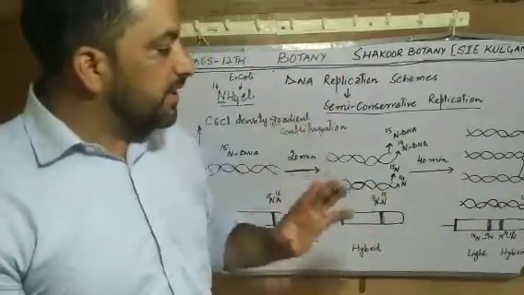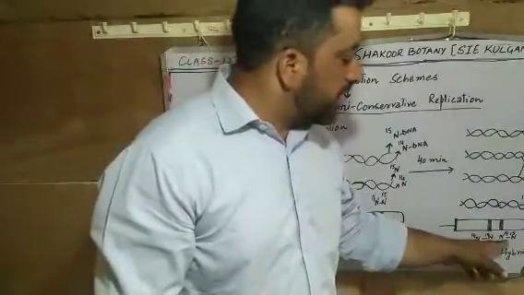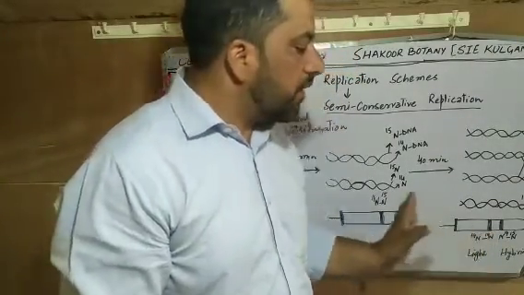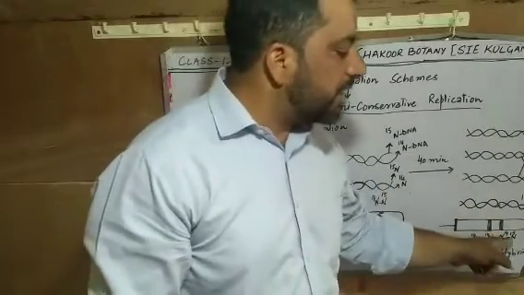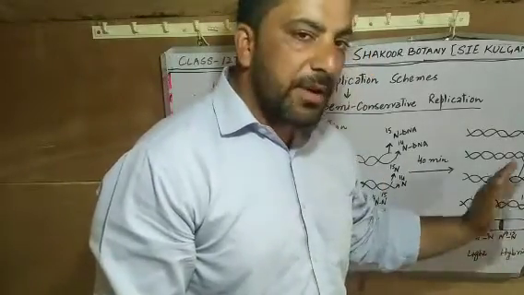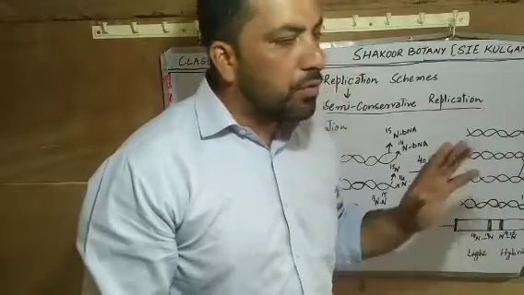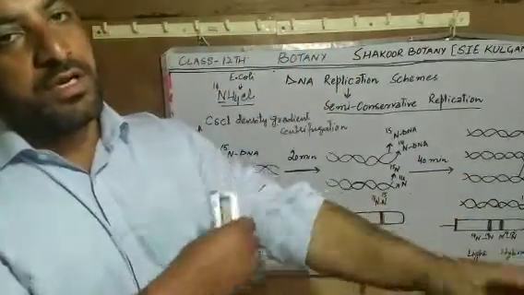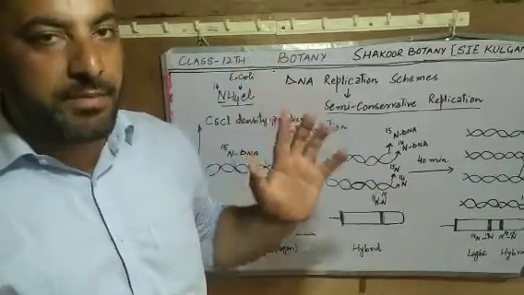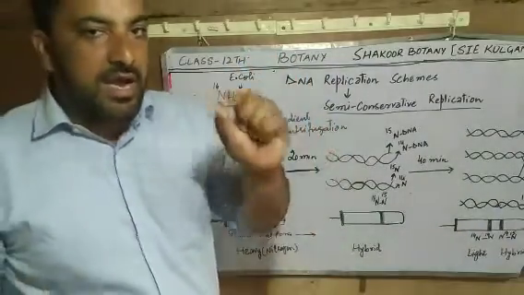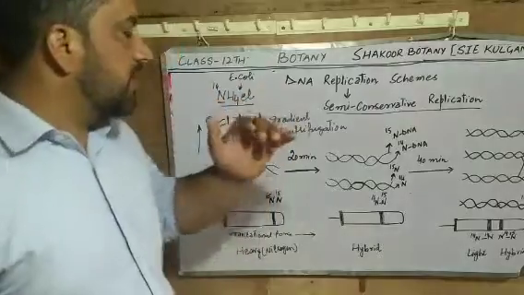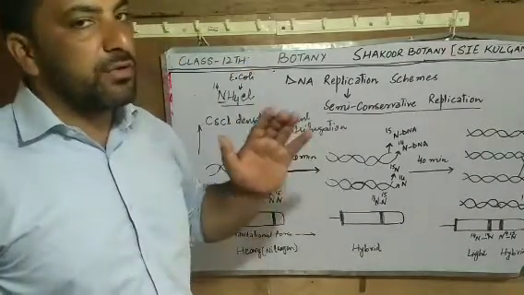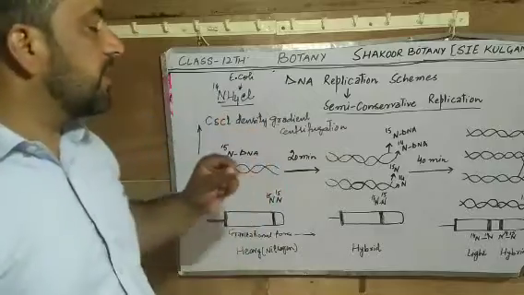So this indicates that this increase in N14 with passage of time, and decrease in N15 with passage of time, indicates that the mode of replication in this DNA is semi-conservative mode of replication. This was the experiment performed by Meselson and Stahl. I again repeat the experiment, what they did. Meselson and Stahl did a clever experiment to prove that DNA replication is semi-conservative.